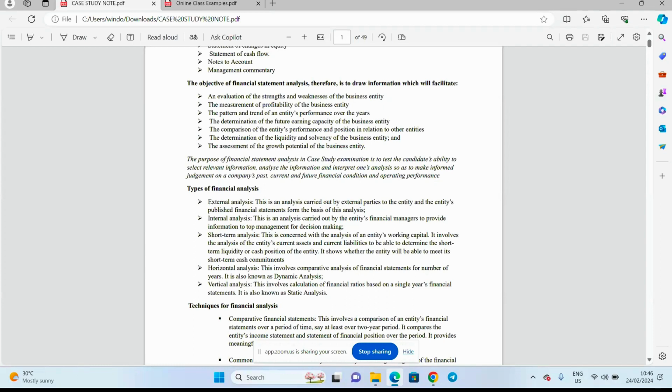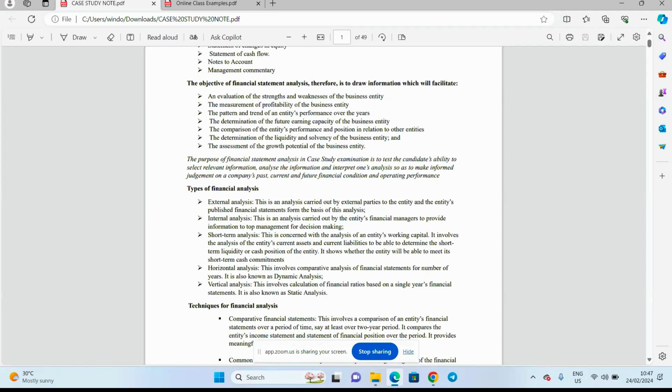What do I mean by that? You will carefully interpret each of the lines one by one. Once you are able to interpret the proposal correctly, and you have the knowledge of your business model, ratio analysis knowledge, and report writing, you are good to go. You understand? So, type of financial analysis, we have external analysis.